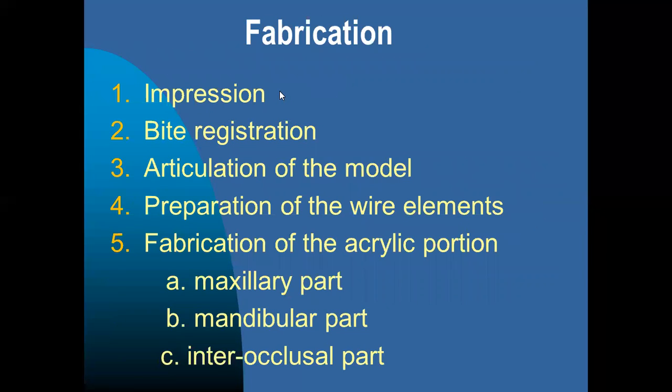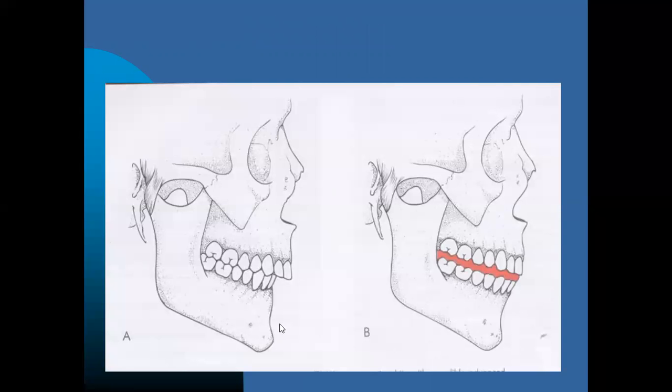Coming to the fabrication of the appliance, these are the steps. We first take an impression, then we go on to the bite registration, followed by articulation of the model, preparation of the wire components, and fabrication of the acrylic portion. The fabrication of the acrylic portion is done by first acrylizing the maxillary part, then the mandibular part, and followed by the interocclusal region. This is how the bite is taken, in the forward positioning of the mandible.